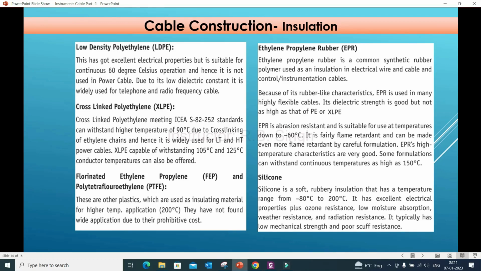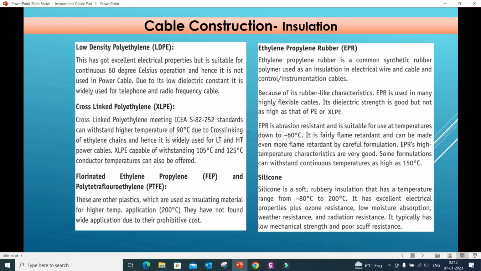And then cross-linked polyethylene, XLPE cable. Cross-linked polyethylene meeting the ICEA S-82-252 standards can withstand a higher temperature of 90 degrees due to cross-linking of the ethylene chains, and hence it is widely used for LT and HT power cables. XLPE capable of withstanding conductor temperatures of 105 to 125 degrees centigrade can also be offered. And then FEP and PTFE are plastics which can be used as insulating material for higher temperature applications of 200 degrees centigrade.